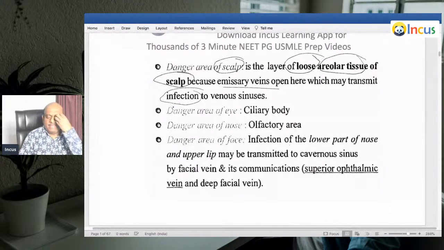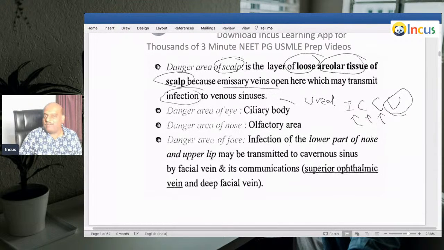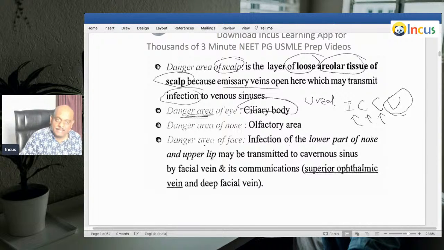Similarly, in the eye, ciliary body, which is the part of the uveal tract. So what is uveal tract? I, C, C, U. I is iris, C is ciliary body, C is choroid, is the uveal tract. So ciliary body, whenever it is injured, will initiate a sympathetic ophthalmitis. That's the reason it is called the dangerous area of the eye. The dangerous area of the nose is the olfactory area.